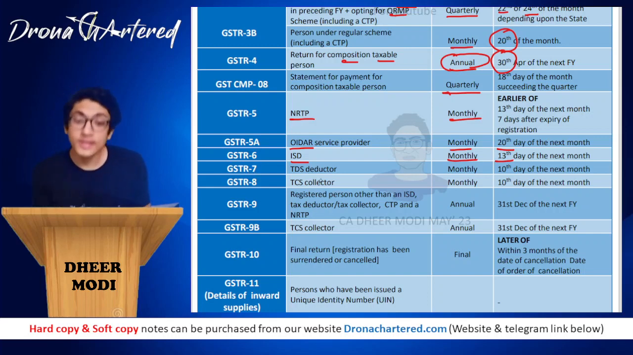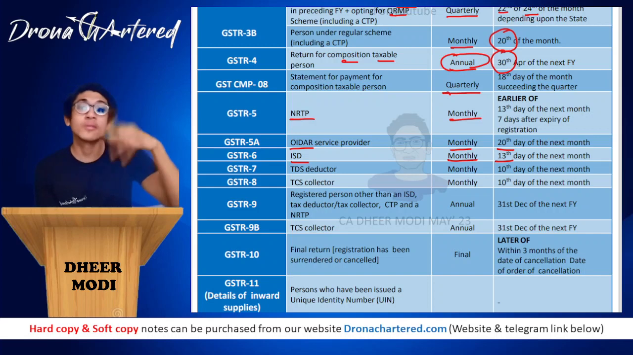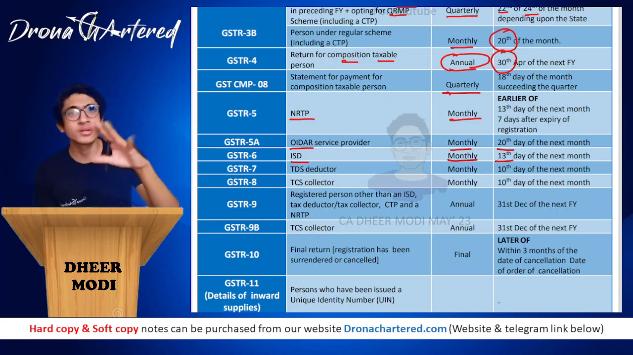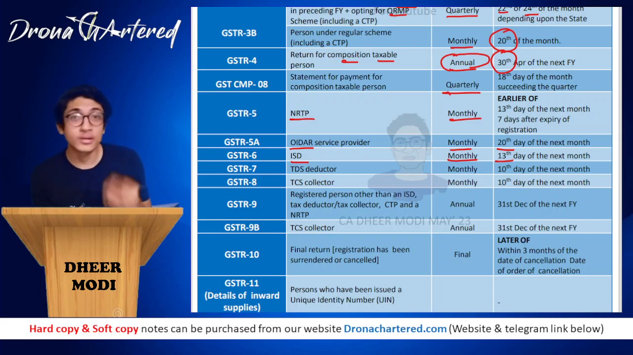Then your GSTR 7 is for a TDS deductor. Remember, these are your sections 51 and 52. People who deduct TDS come under section 51. They were all your government companies, public sector undertakings, etc., and TCS was basically your e-commerce operator. So this is your section 51 people, and this is your section 52 people.